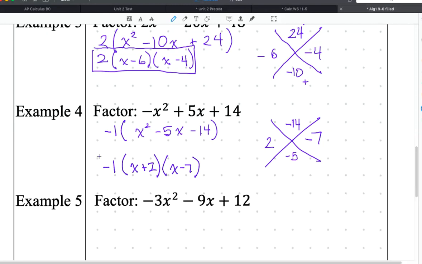Final answer locks it. Wait, so Mr. Sindel, why do we have to put the coefficient of -1 in front? So we always have to rewrite our greatest common factor. If I didn't write that -1 just like that, this is not the same problem. This is not the same thing as this. Oh, okay. Yeah.